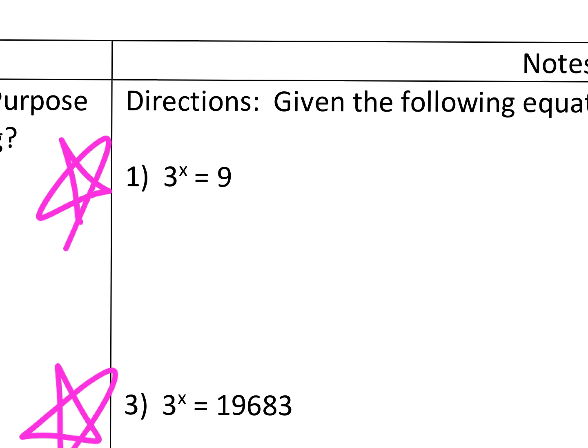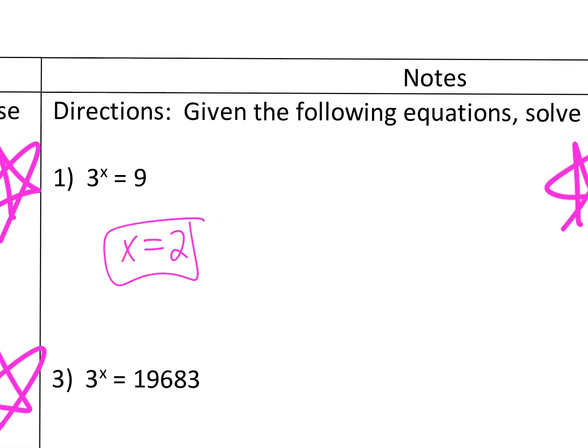You might have been able to do this in your head, but you read this as 3 to the x power equals 9. So if you think about it, what can I put in there for x? What power can I take 3 to that would yield me an answer of 9? And that's just going to be the second power. So x would be 2. 3 squared is 9. Okay?